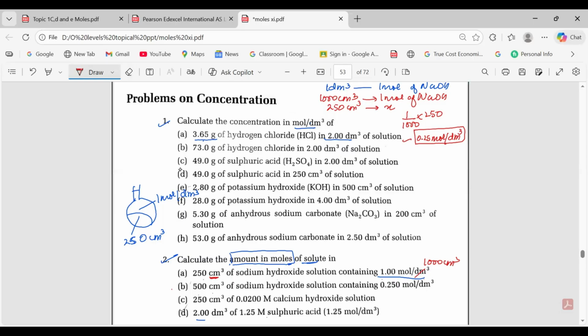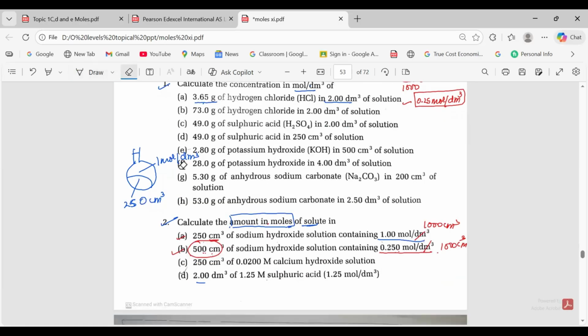Is it clear? Coming to the second question. Now try it out yourself. This is a concentration given to you, and you need to find out the amount of moles coming from 500 cm cube. If this is the molar concentration, that means in 1000 cm cube you have these many moles. So in 500 cm cube, how many moles will be coming? It's so simple, isn't it easy?